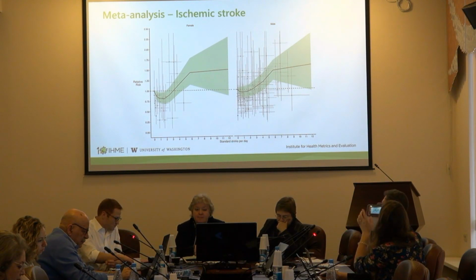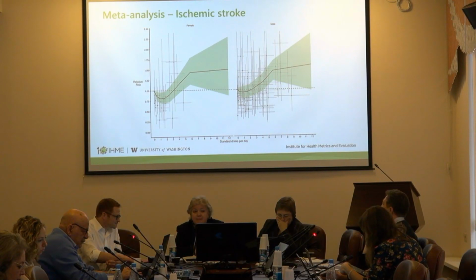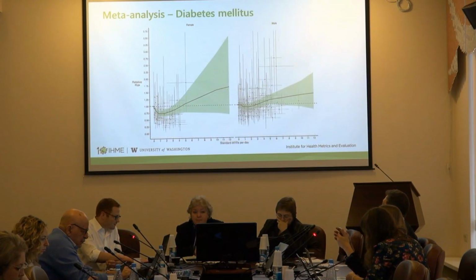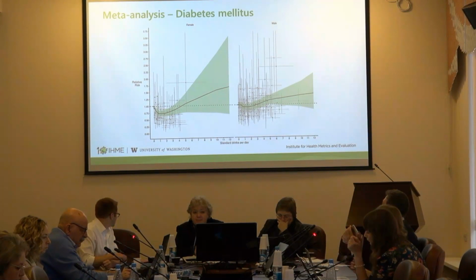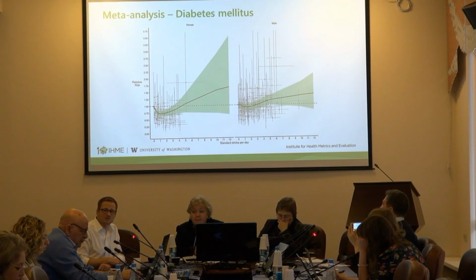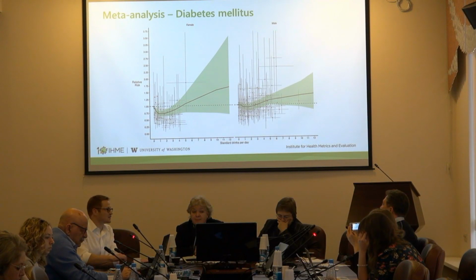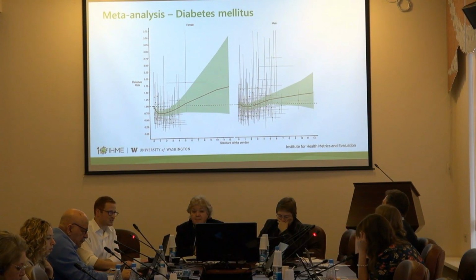Again, ischemic stroke, quite messy. Diabetes. Our confidence intervals tell the story. We really don't know what's going on here. We think there's an increasing risk. That's what the data suggests, but it's not a very strong, clean association.